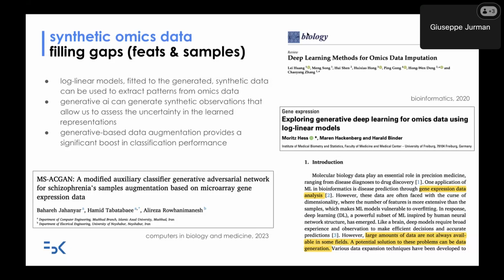Moreover, generative AI can generate synthetic observations that can deal with the uncertainty of the learned representation. Moreover, we have experimented that generative-based augmentation may provide a real significant boost in classification performances. And here I'm showing a few recent examples in literature that are supporting this claim that I'm telling you, okay?